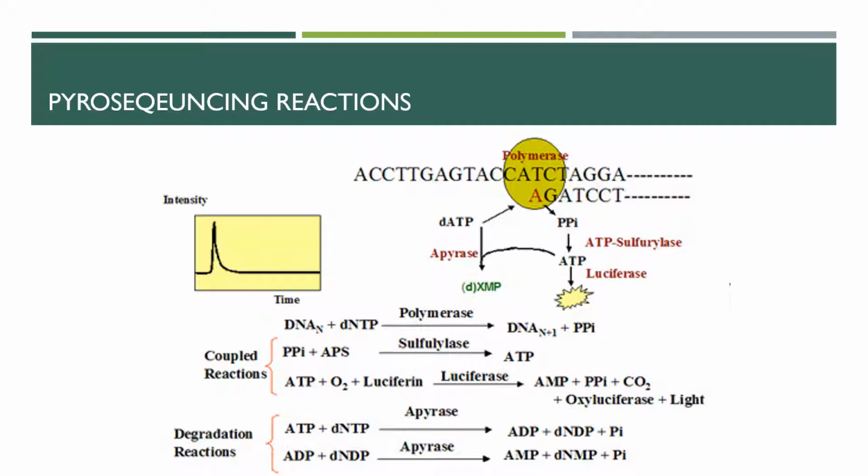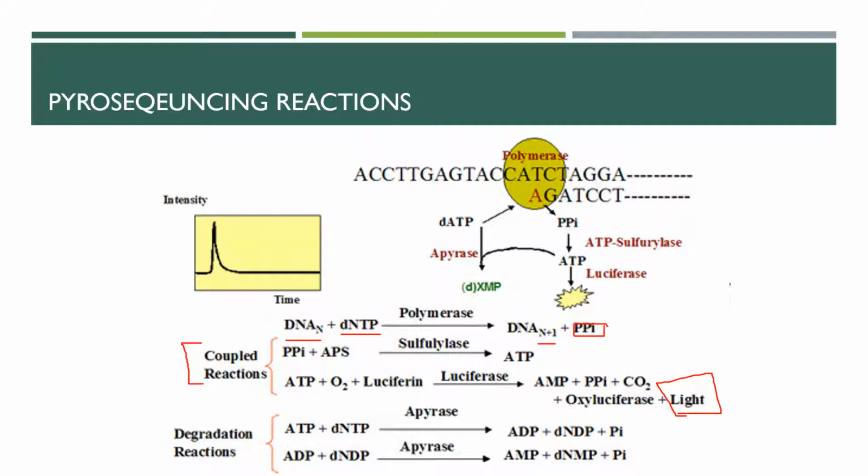So here we have the reactions. First of all, the coupled reactions which are responsible for the production of the light signal. The light signal indicates that a correct and complementary dNTP has been attached. The DNA strand, which has n number of nucleotides, being attached a new dNTP, and if it is complementary, it will get attached using DNA polymerase, and n plus 1 means that a new dNTP has been attached, and we get an inorganic phosphate here.